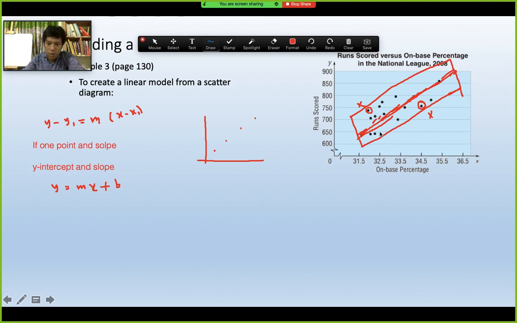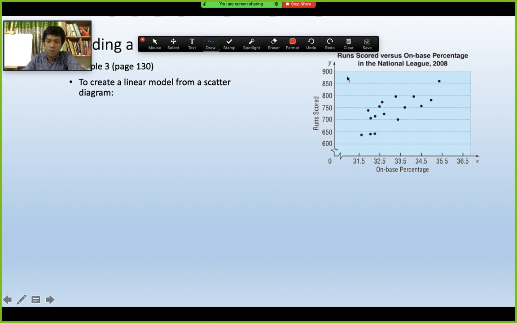Suppose there are 1, 2, 3, 4, 5, 6 points down, then there should be 6 points up. Then the line is in the middle. Okay, same points up, same points down. That means the line is in the middle. Then you can take any 2 points from the line at that point. So this is the technique.